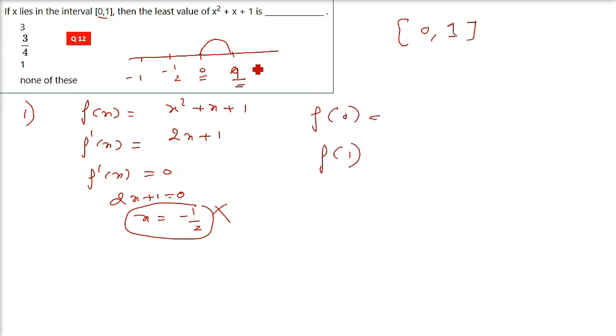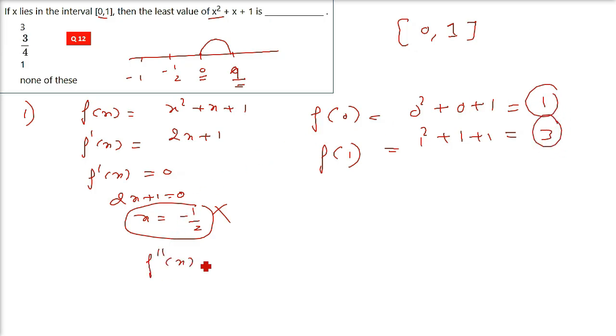So we'll check f(0), f(1). We will directly use equation number 1 which is already given in the question, x square plus x plus 1. One time we'll put 0, one time we'll put 1. At f(0) you get 1, at f(1) you get 3. What is the least of them? 1. So you are getting 1 at what? At x equals 0. So what is the minimum value?